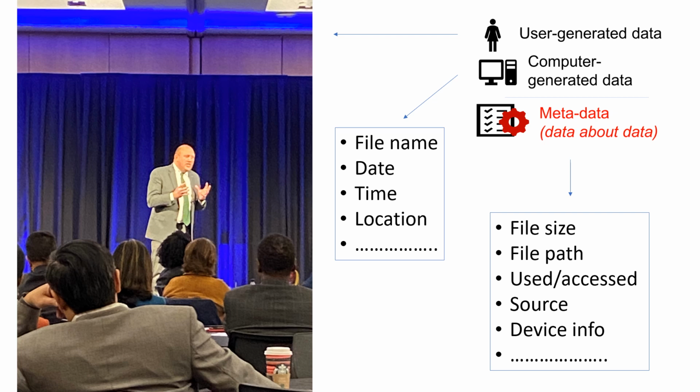Now the metadata is the data about that data. So things like the file size, the file path, when it was used, when it was accessed, how it was accessed, where it went, the source, the device information. All of these things can be very important. But again, from a forensic investigation perspective, you need to know all three. You need to be able to connect all three because that is how we have credibility and that's how we do our holistic investigation.